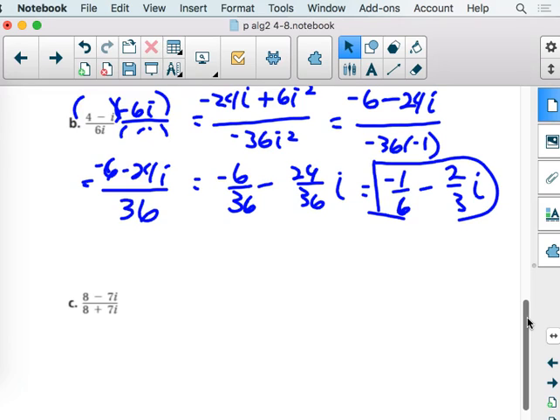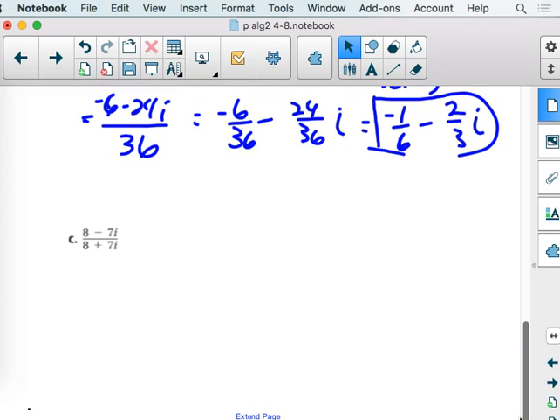So that one, especially once you get this in standard form, you can see that you need to reduce, and you just reduce from there. Now, this one, I don't know that it's any harder. It's just that it has bigger numbers, and so that sometimes scares some people.